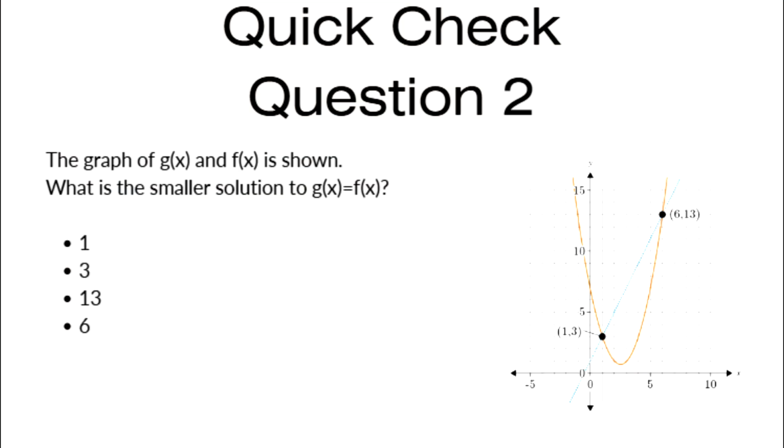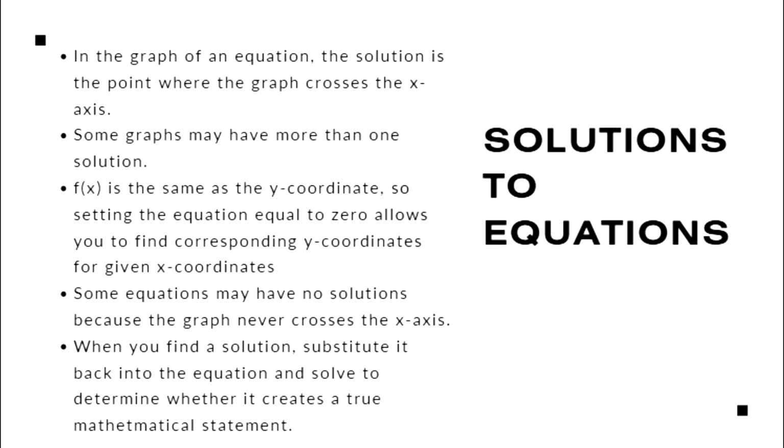Quick check question number 2. The graph of g of x and f of x is shown. What is the smaller solution to g of x is equal to f of x? It doesn't matter if it's g of x first, because it's equal. They can be in whatever order they want, so don't get tripped up by that. The solution set is the thing that's written in the wavy brackets. In this case, there would be two numbers, and they want to know the smaller one, so this one is out. There is only one number in the solution set that matters, and that is x. So find the smaller x value and select it.